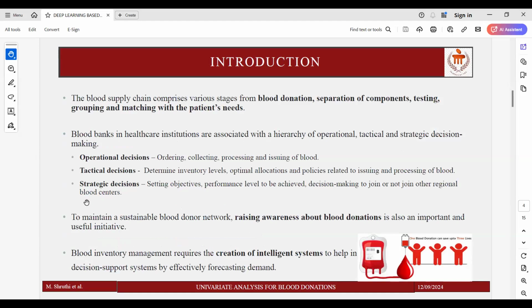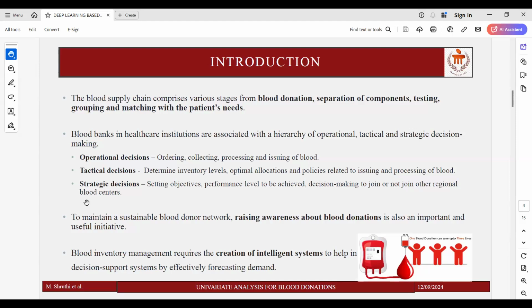Right from collection, that is blood donation, separation of components, testing, grouping, and matching with the patient's needs. A blood bank in a healthcare institution has a number of strategic, operational, and tactical decisions to be made with regard to the different stages of the blood supply chain. In order to maintain a sustainable blood donor network, there should be raising awareness, because donations are very few when compared to the demand for blood components needed for patients.